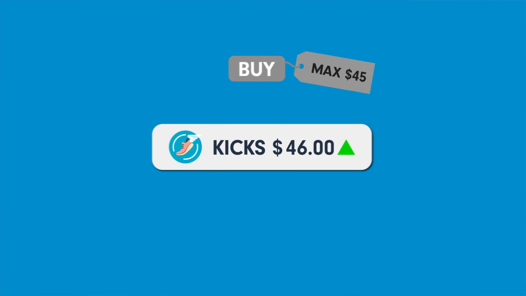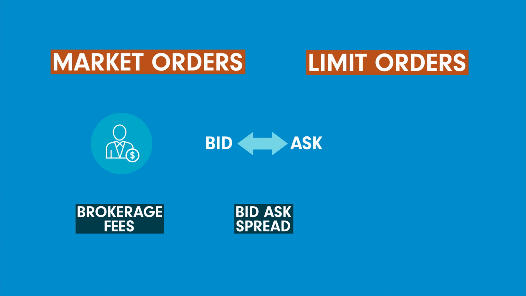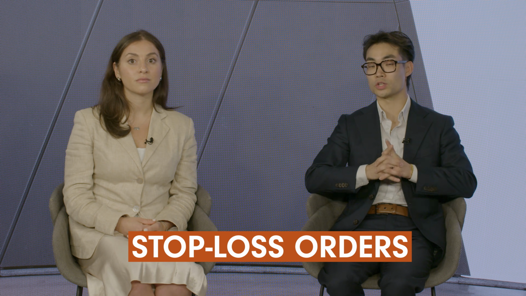Otherwise, it won't be. For both market and limit orders, there are three things to consider. 1. Brokerage fees, because brokerage platforms charge a price to place both types of orders. 2. Bid-ask spreads, because the final cost is usually affected by the difference between the bid, which is the buy, and ask, which is the sell prices, particularly for market orders. And 3. Order duration, because the fees and execution probability are likely influenced by the different durations that limit orders set. Now, let's move on to stop orders, often called stop-loss orders.